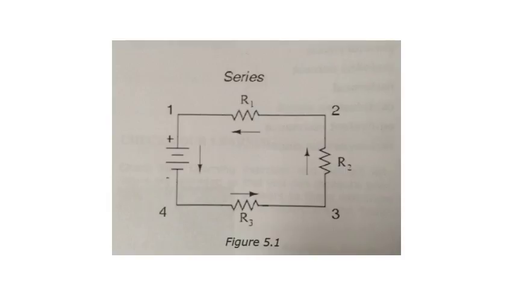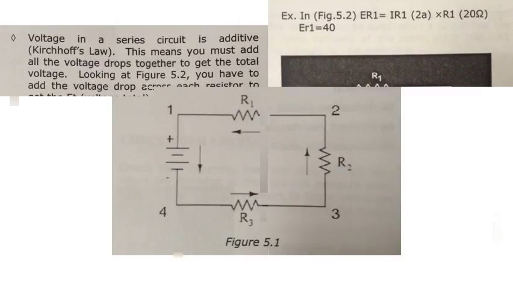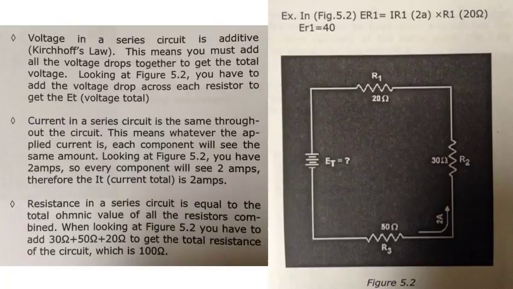Voltage in a series circuit. Voltage in a series circuit is additive, Kirchhoff's law. This means you must add all of the voltage drops together to get the total voltage. Looking at figure 5.2, you have to add the voltage drop across each resistor to get the total voltage, or ET.